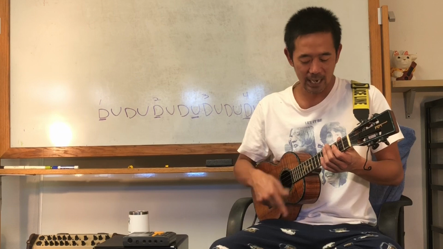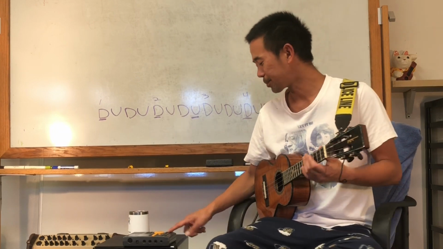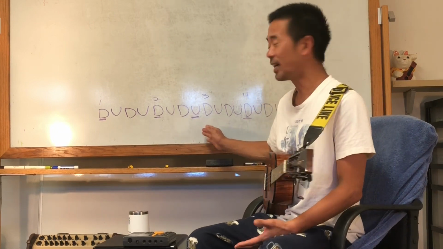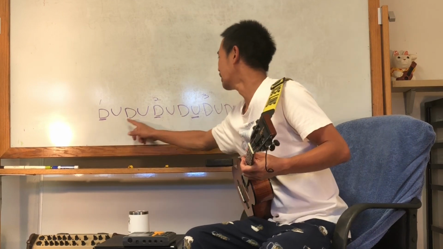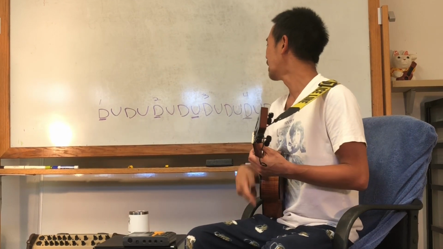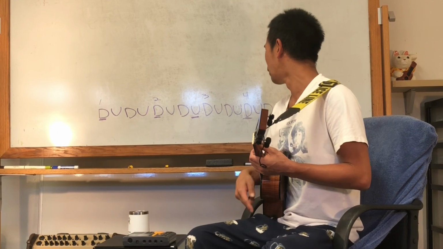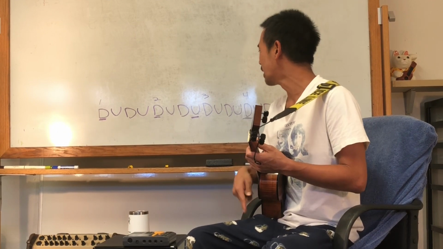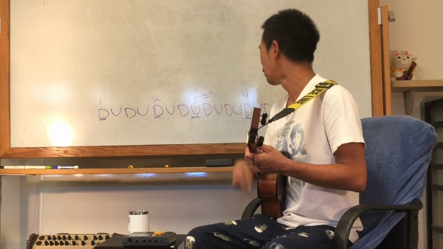Down, down, up, 3. Now, if you can do that, then let's go up to the 4. Down, down, up, 3, up, down, 4. So 1, down, down, up, down, up, down, up, 4.